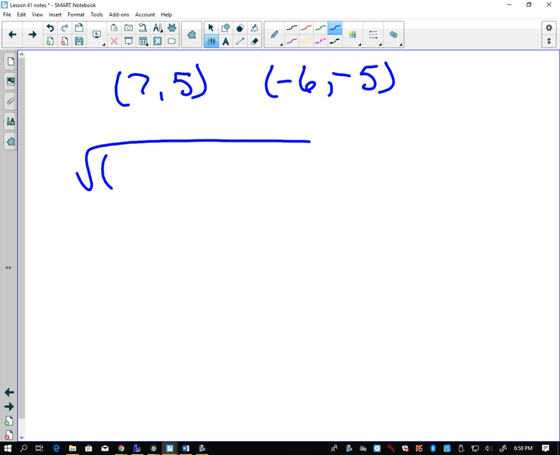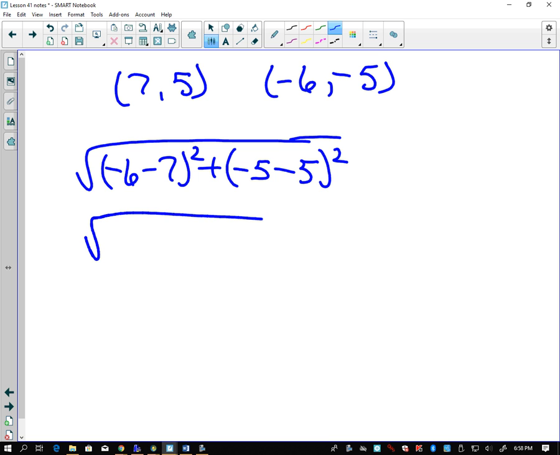Alright, so I'm going to use my x2, my -6, minus my x1, which is 7. Square that, and then we want our y2, which is our -5, minus our y1, 5. We'll square that. Okay, -6 minus 7 is, what is that, -13 squared, plus, and then this is giving me what looks like -10 squared. Okay, we're going to go ahead and square those.